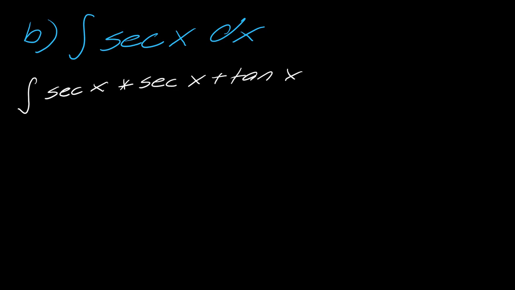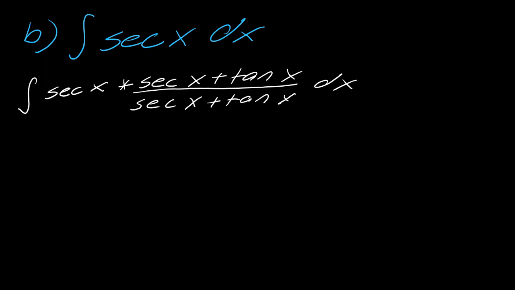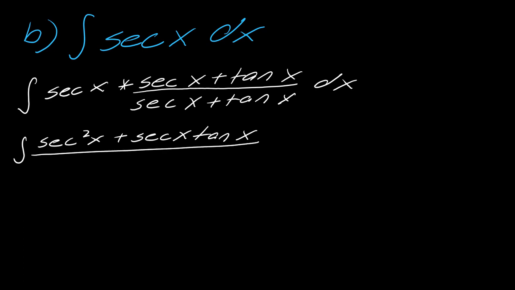So secant x plus tangent x over secant x plus tangent x. And now I'll go ahead and multiply it just like we did before. So I get secant squared x and secant x tangent x over secant x plus tangent x.